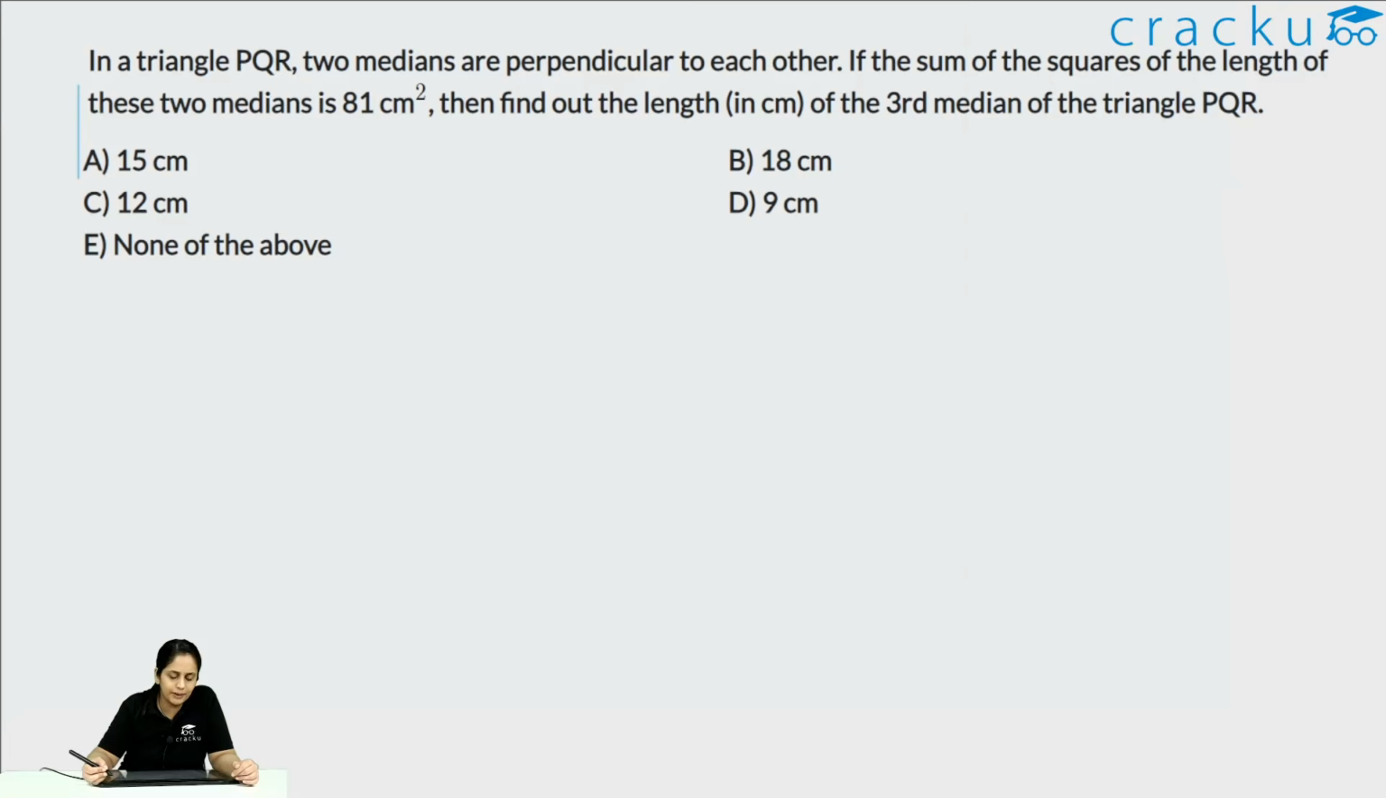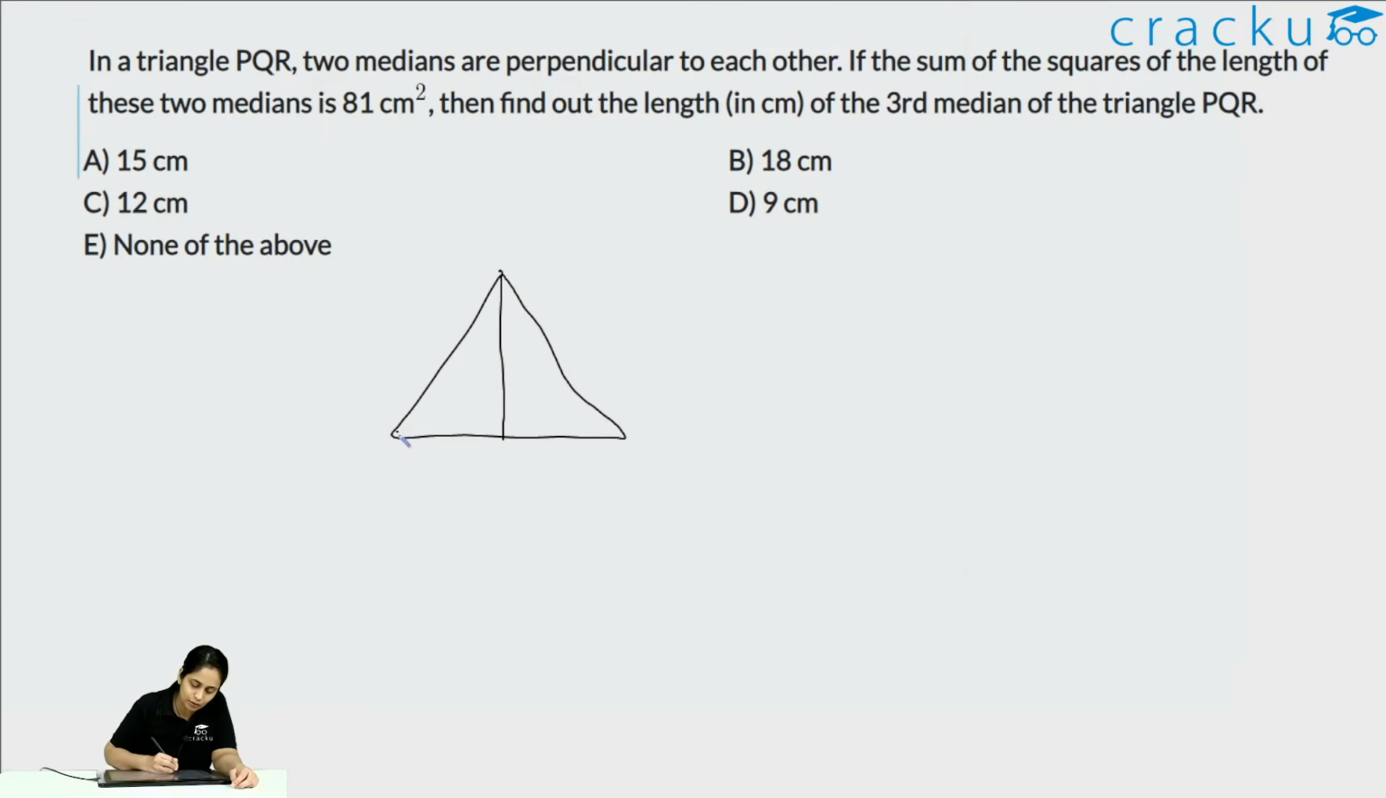In a triangle PQR, 2 medians are perpendicular to each other. If the sum of the squares of the length of these 2 medians is 81 centimeter squares, then find out the length of the third median of the triangle PQR. So here we are given sum of squares of 2 medians. So immediately you should think of the Apollonius theorem and the property that we just discussed. So in this case, consider the triangle. So here you have, this is 90 degrees.